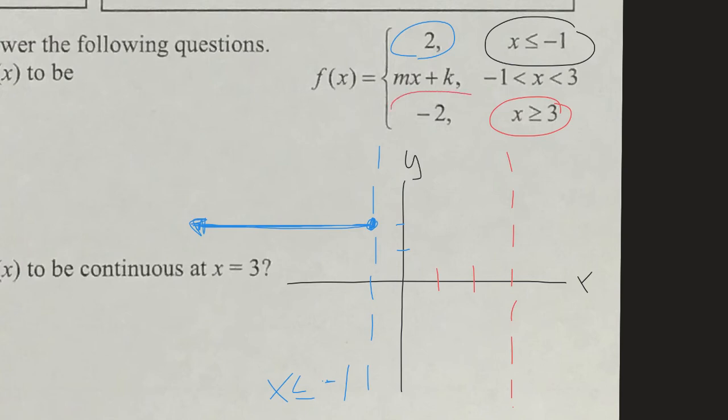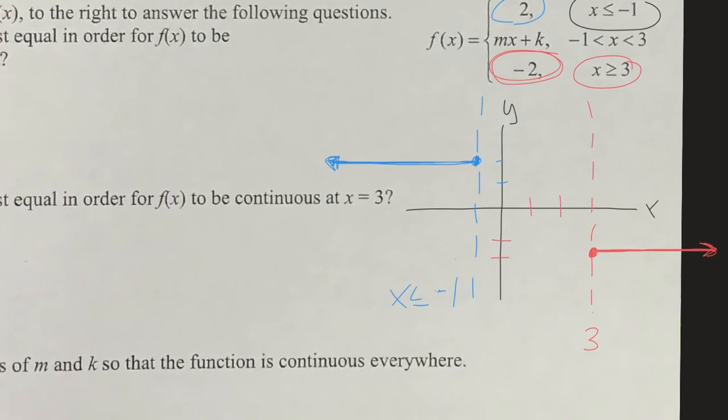And to the right, we're going to graph this horizontal line, -2, with a closed dot at +3, and then everything to the right has a y value of -2. So we have 2 horizontal lines that we are given to the left of -1 and to the right of +3.